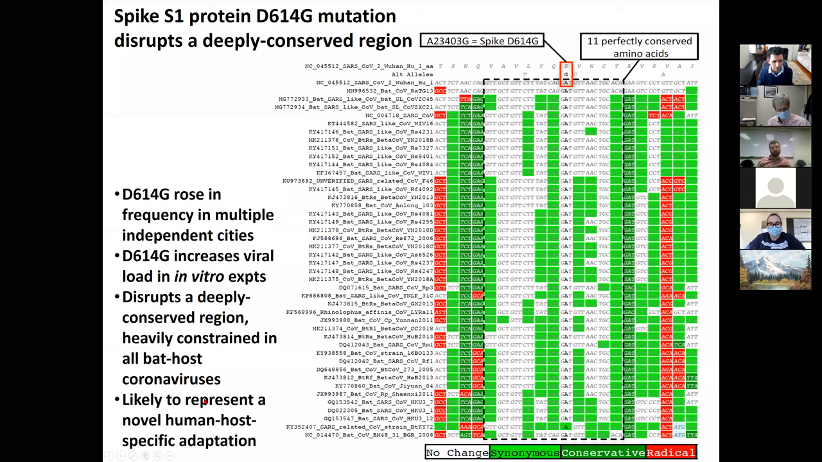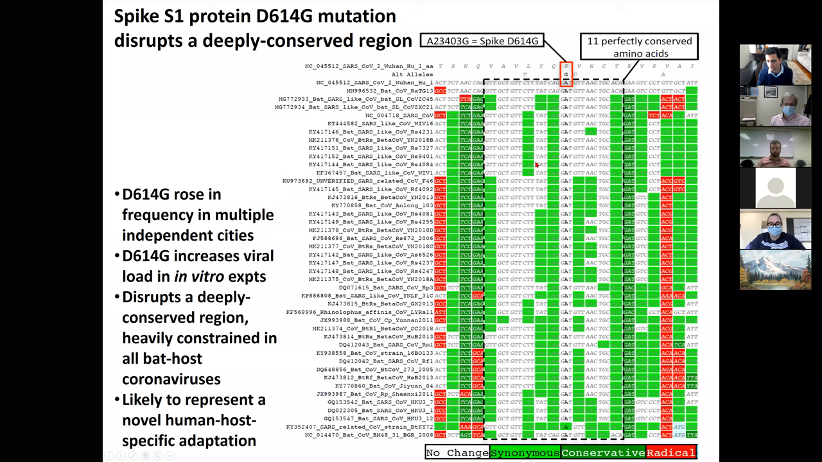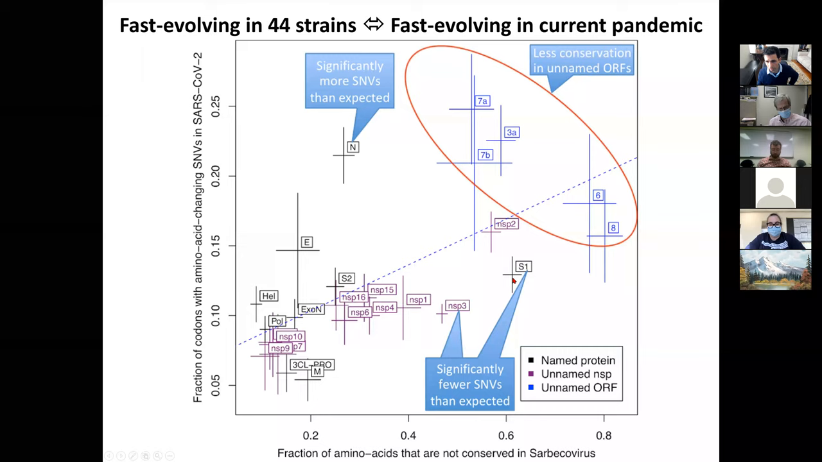So what we believe is happening is that this is a novel human host-specific adaptation, which does not correspond to something that you would want if you're transferring between bats. But if you're transferring between humans, it's a very nice change to have. And that's not only in this nucleotide, but also in the context. The context itself is extremely slow evolving, and you can see surrounding it all of these red changes, which are disruptive to the amino acids. So that was for S1, which not only happens to be slow evolving, but the one mutation that everybody has heard of is in a slow evolving region, in a protein that is fast evolving in the current pandemic.